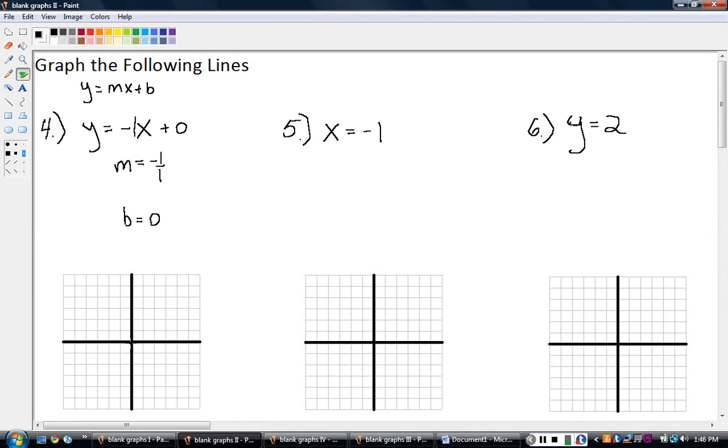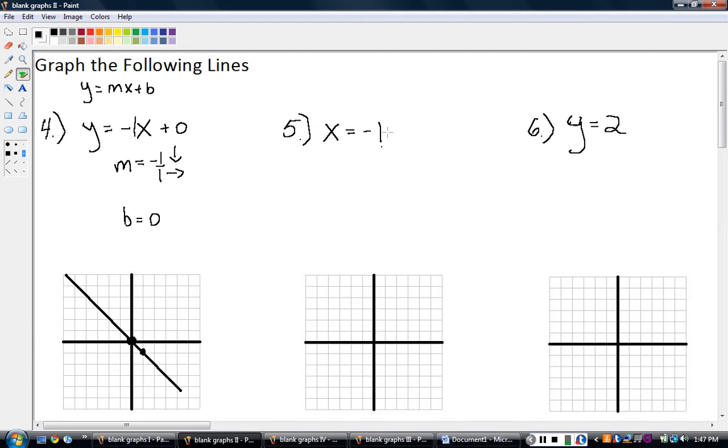I start at 0. Right? The slope's negative 1. That means I go over 1. I always start at the bottom and go over 1. If there's a negative, I sign it up top. It tells me to get down. Okay? That means I go over 1, down 1. And those are my 2 points. Draw a line through those 2 points, and we're good to go. Something like that.